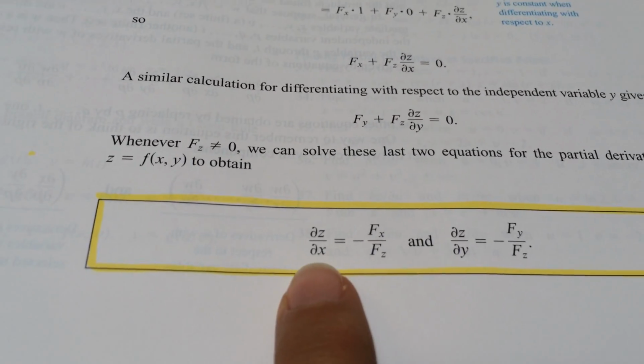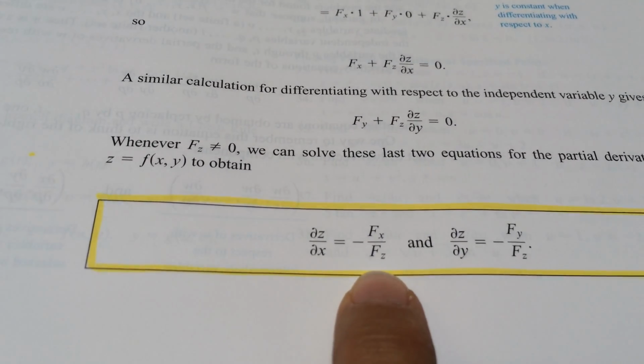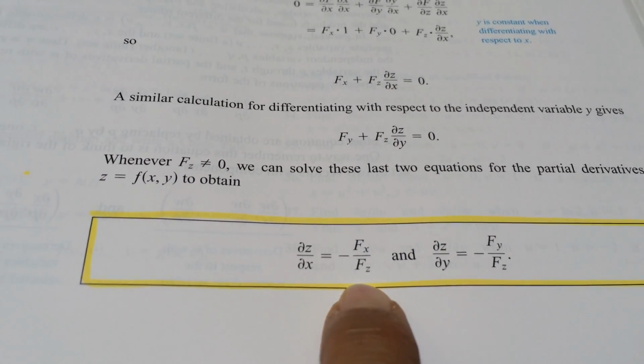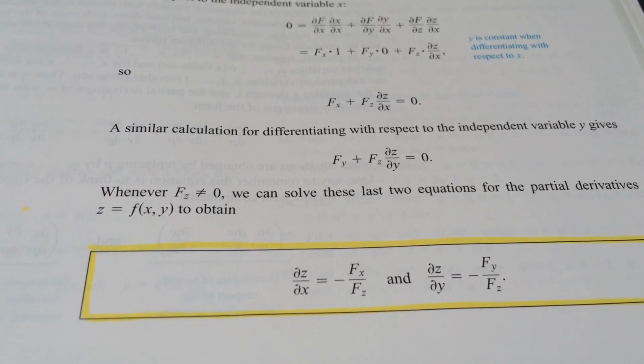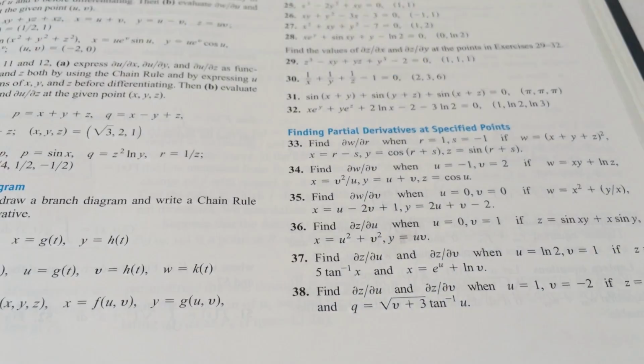But at the bottom of the page, the partial of z with respect to x, again, you're just stacking partial derivatives, sticking a negative in front, and the partial of z with respect to y. So a much, much easier way to do implicit differentiation.